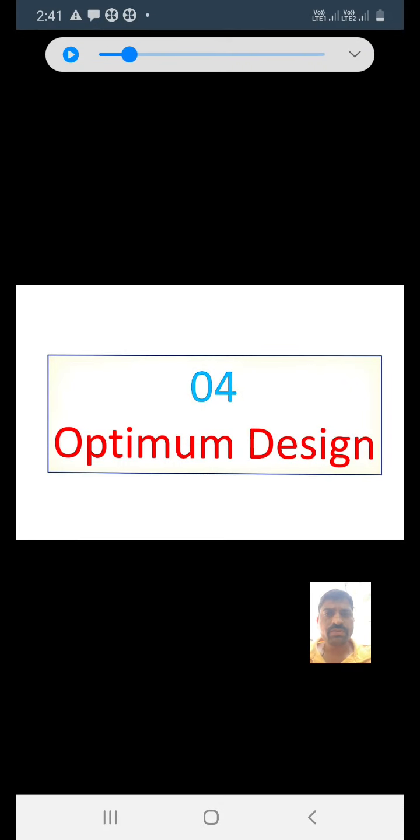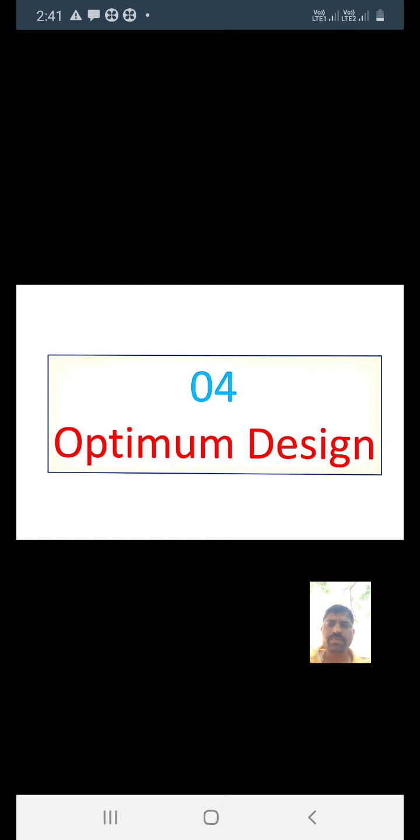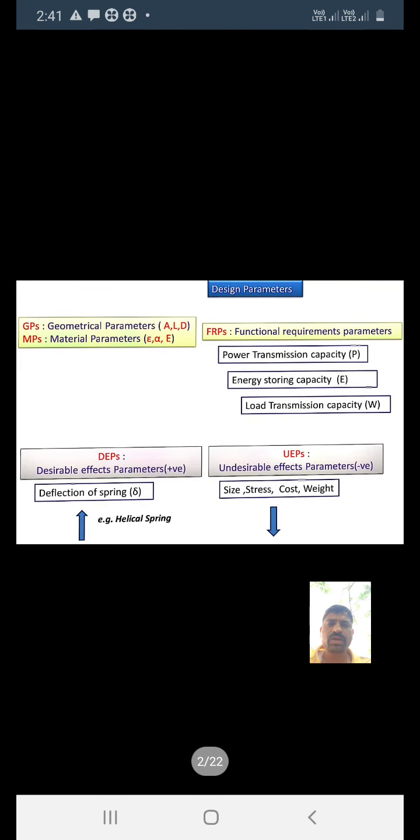Guys, yesterday's lecture we started unit number 6, optimum design. We have seen in yesterday's lecture optimum design and adequate design. Also we have seen different design parameters used in optimum design.